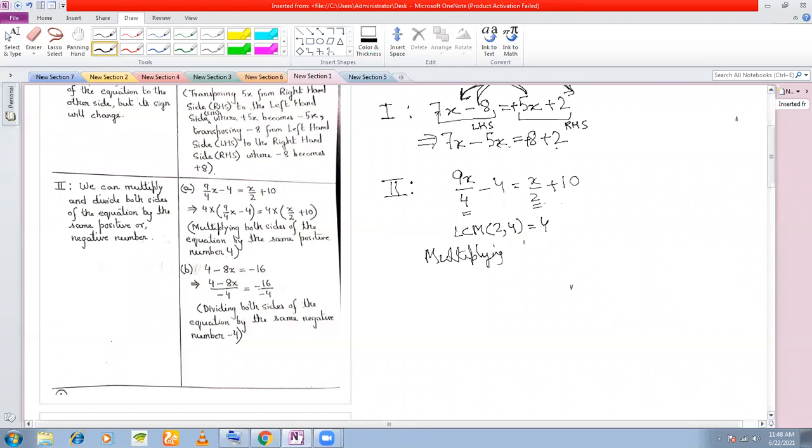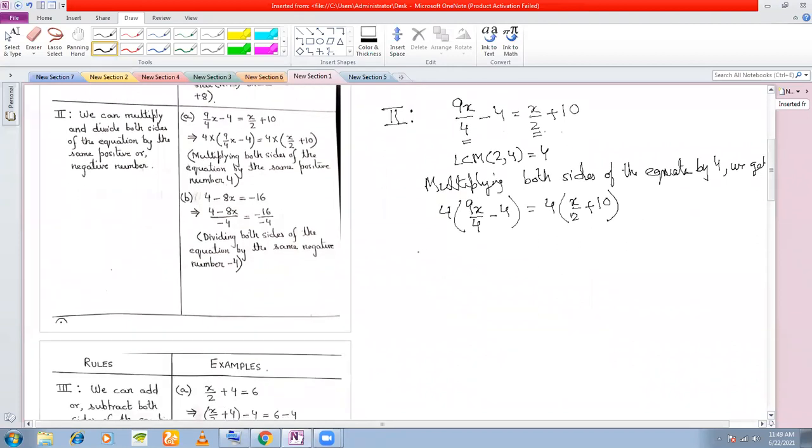So what I do is, I can multiply both sides of the equation by 4. That is the LCM of 2 and 4. So we'll get 4 into 9x by 4 minus 4 is equal to 4 into x by 2 plus 10. Brackets I have given because I am multiplying 4 throughout. That means in equations you give an implication sign in this manner. You don't give an equal sign because equal sign is already here. Okay. So now you multiply.